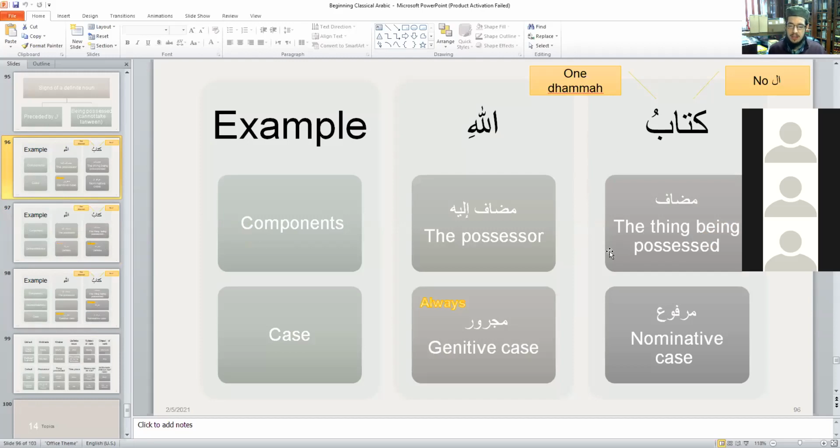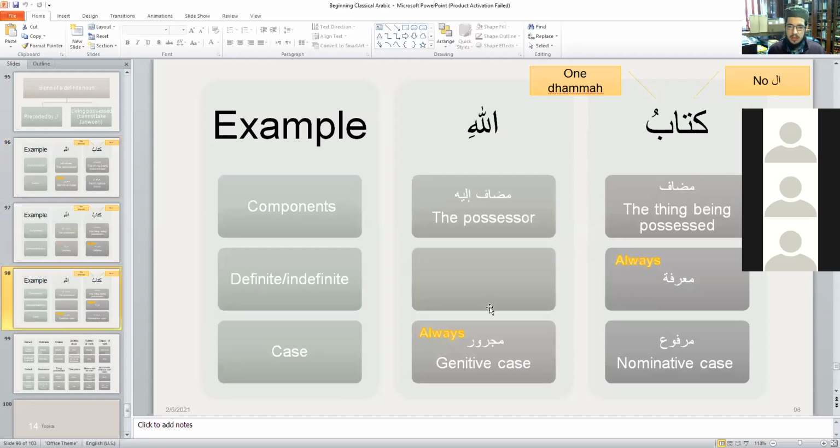So if we look at the first thing, the mudaf, the thing being possessed, kitab, there is something that is essential about the mudaf that never changes. And that is the fact that it has no alif lam and it has no tanween. Okay? This is different from what we said before. Normally, a noun by itself, it either has to have alif lam or tanween. And we said with certainty that a noun can never have both. Never ever have both alif lam and tanween.